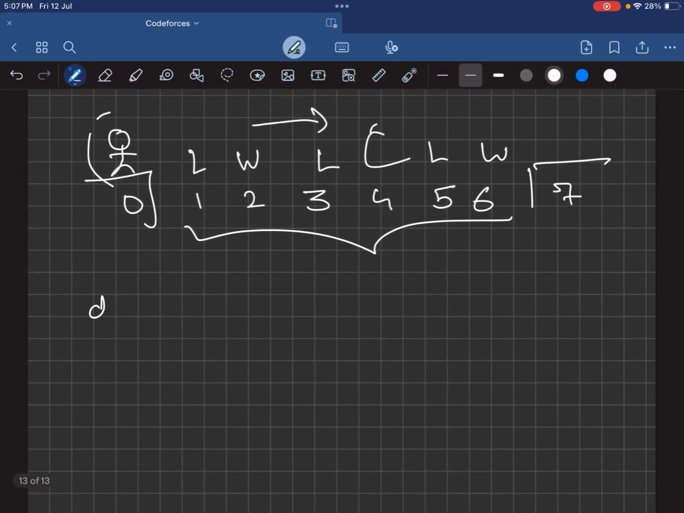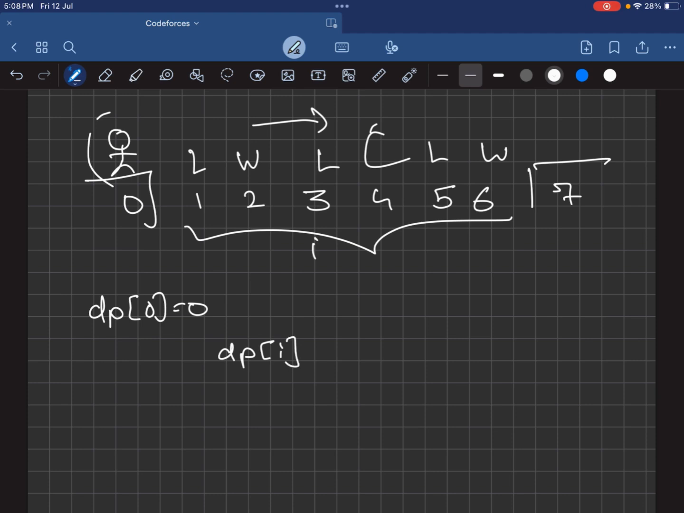Okay, so we know that dp of 0 is equal to 0, because that will be the initial condition. In order to be at the beginning of the river, at the initial bank, you don't need to cross anything. Now you have to check, at a certain position i, how you can land at that position.